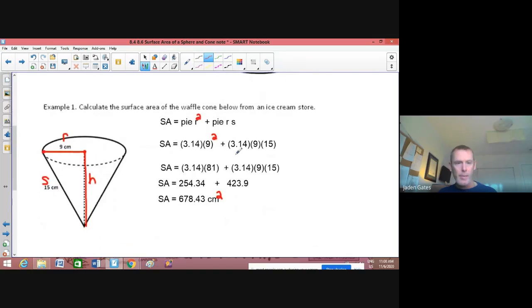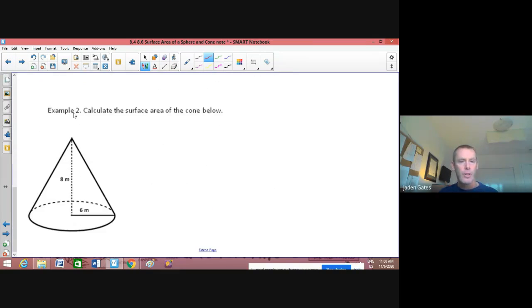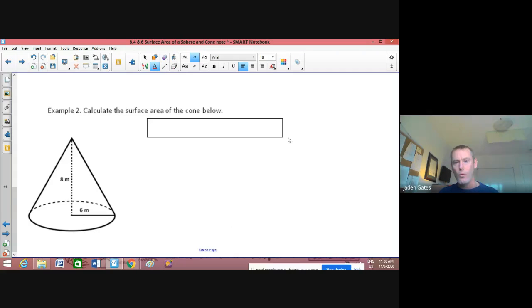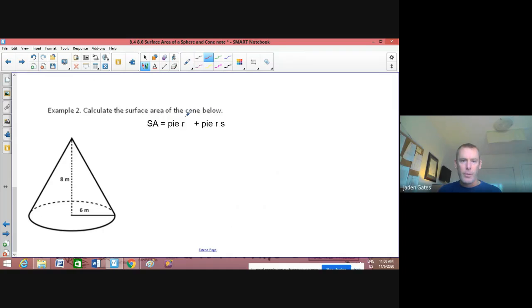So let's try that again. But of course, hey, you know how I'm working here. Example 2, time for the catch. All right, so have a look at the diagram. I'm going to write out my formula here and see if you can figure out what the catch is on this one. So I've got, again, my surface area is pi r, and I'll put the squared in, plus pi times r times s. Squared there. All right.